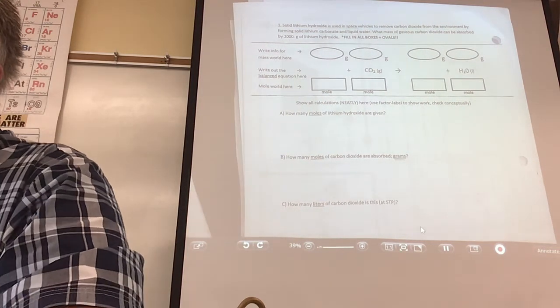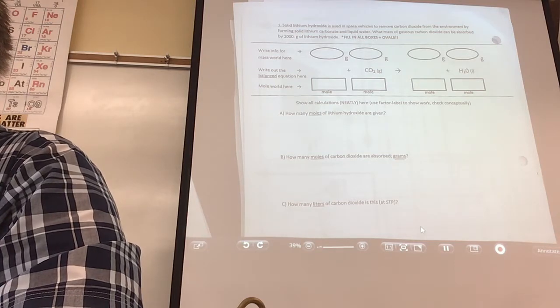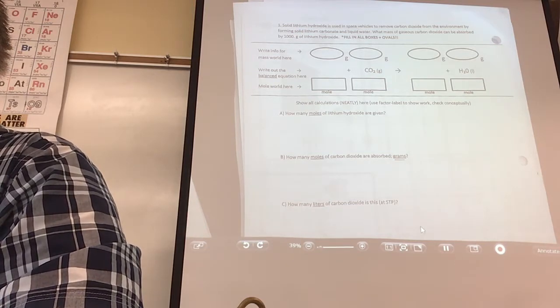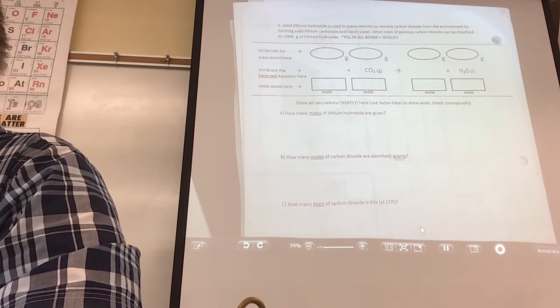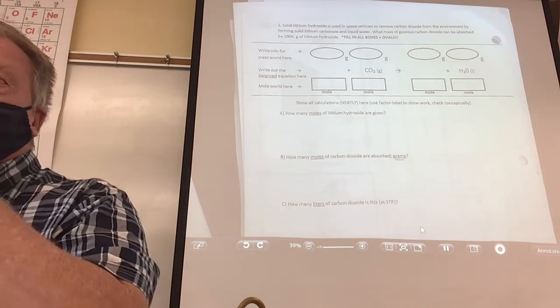Solid lithium hydroxide is used in space vehicles to remove carbon dioxide from the environment by forming solid lithium carbonate and liquid water. Okay, let's do that.